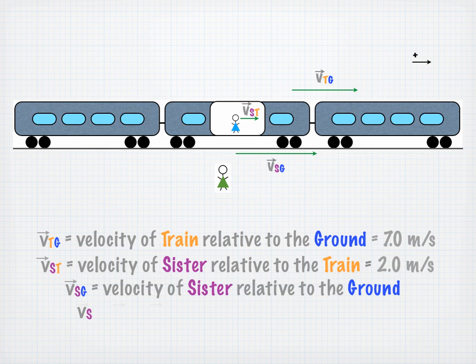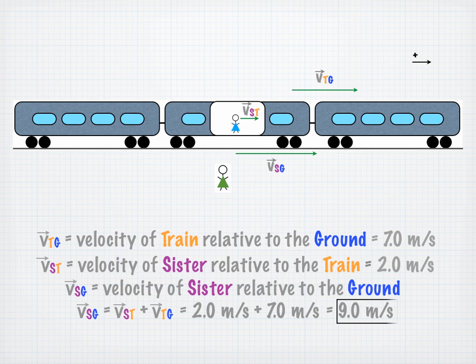Vsg would be equal to Vst plus Vtg, which is 2 meters per second plus 7 meters per second, which equals 9 meters per second. Walking toward the front of the train, my sister is moving 9 meters per second with respect to the ground outside. What if my sister was walking at 2 meters per second toward the back of the train?